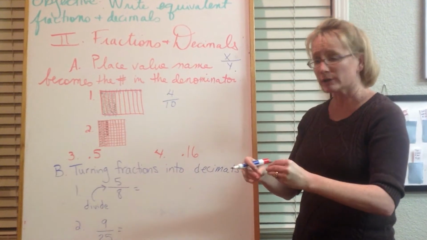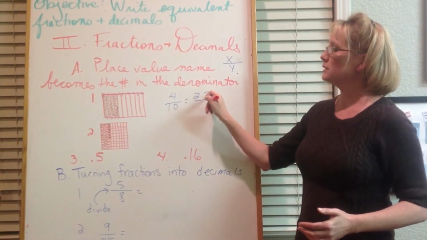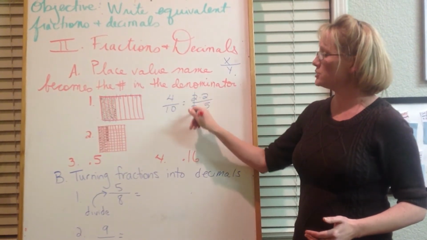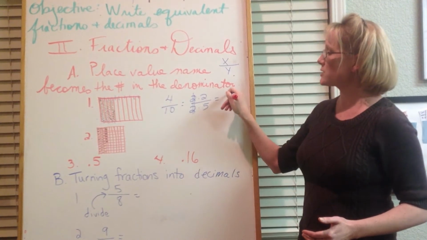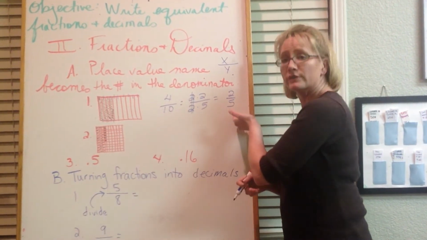And we can reduce this. We can make it smaller. Remember that a 4 is really a 2 times 2. And a 10 is really a 2 times 5. And we're going to cross out our matches. So we end up with the fraction of 2 over 5. So this is really 2/5.